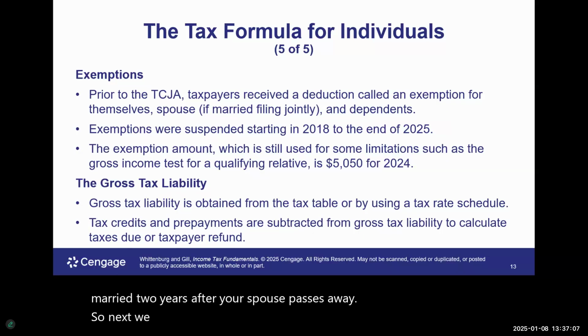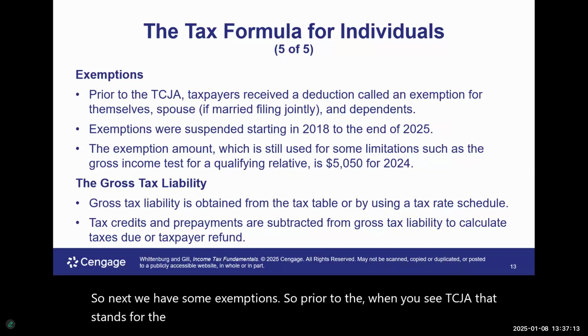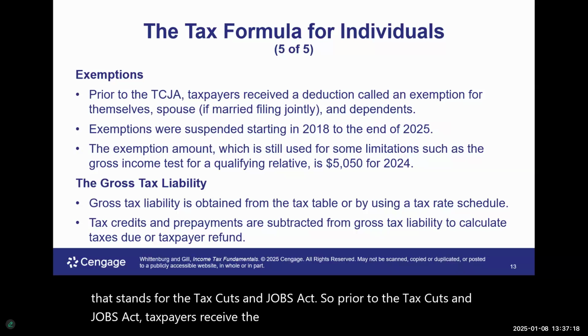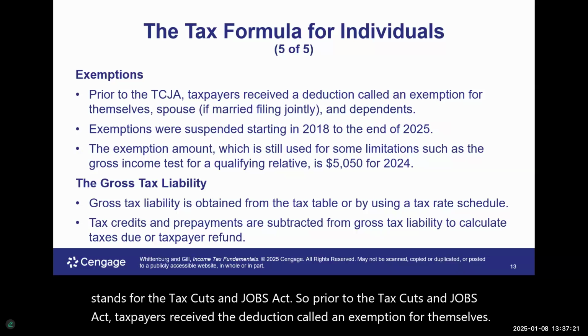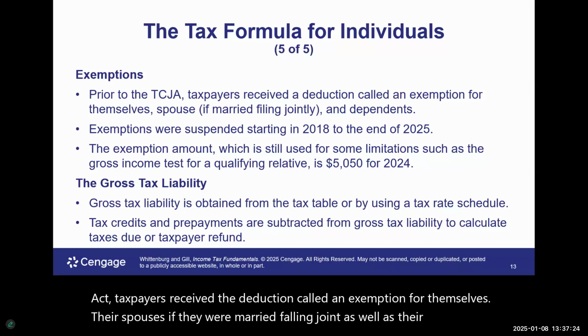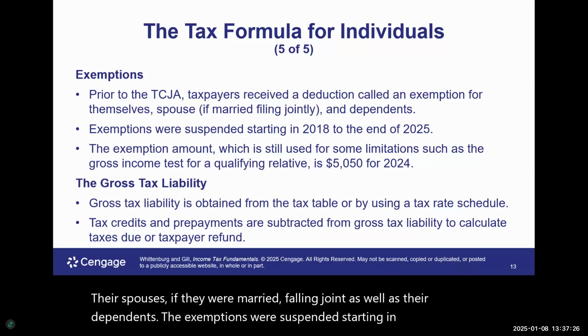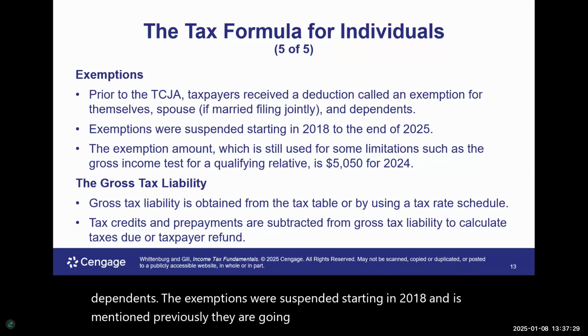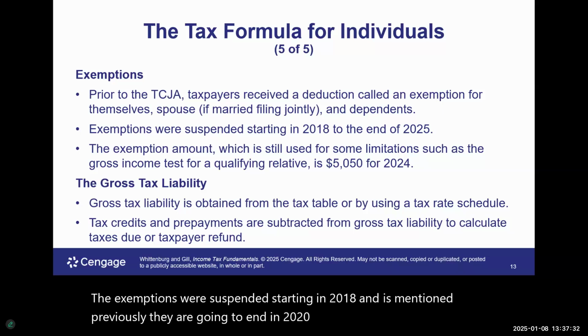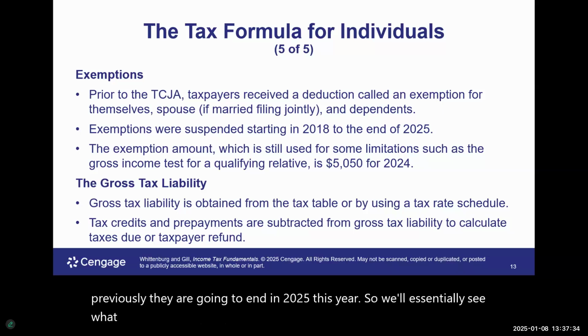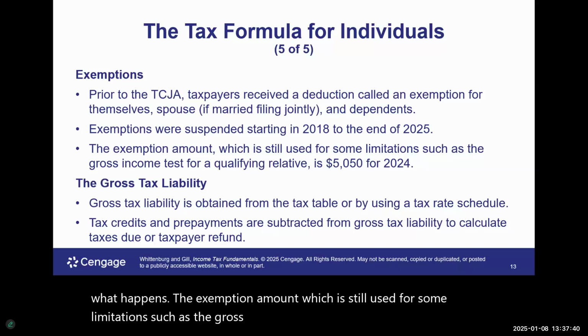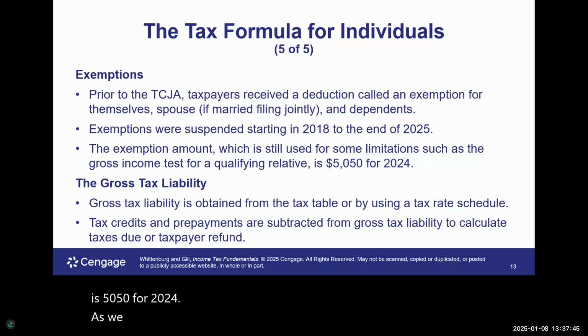So next we have some exemptions. Prior to when you see TCJA, that stands for the Tax Cuts and Jobs Act, taxpayers received a deduction called an exemption for themselves, their spouses if they were married filing joint, as well as their dependents. The exemptions were suspended starting in 2018, and as mentioned previously, they are going to end in 2025 this year. So we'll essentially see what happens. The exemption amount, which is still used for some limitations, such as the gross income test for a qualifying relative, is $5,050 for 2024.